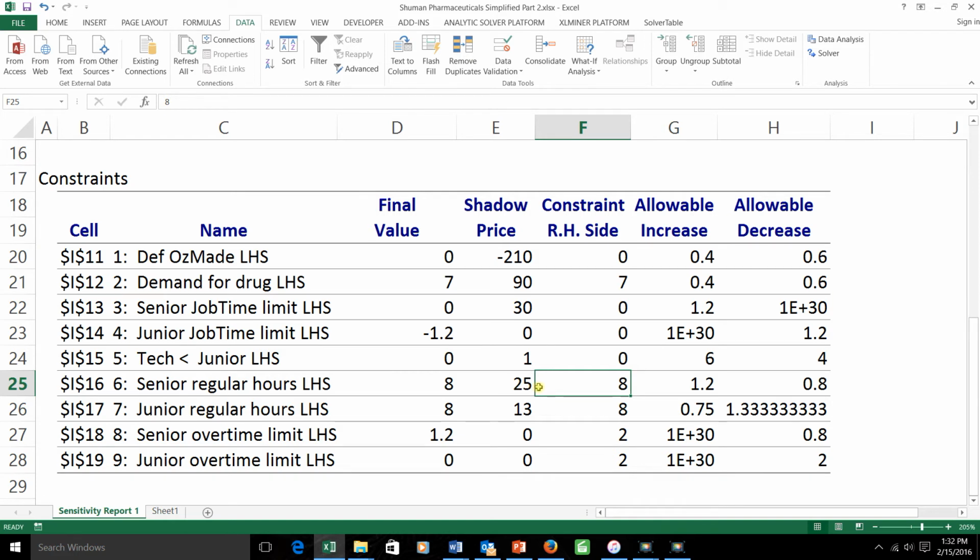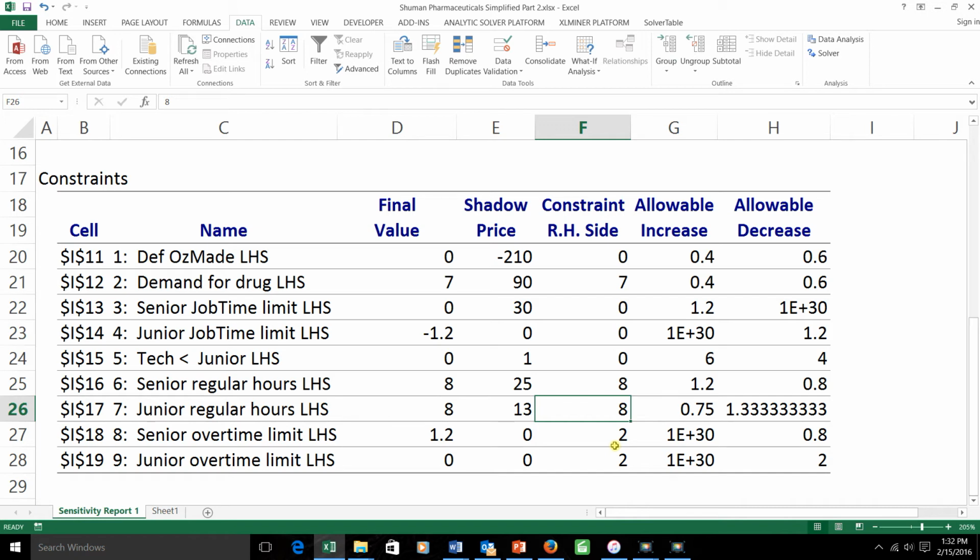So, moral of the story: if you have a right-hand side range to work with, step 1, make sure your change is inside the range. If it's not, the answer is, I don't know what's going to happen. So, for example, see if you can get this. What would happen if the junior faculty could work for an additional hour during regular time?